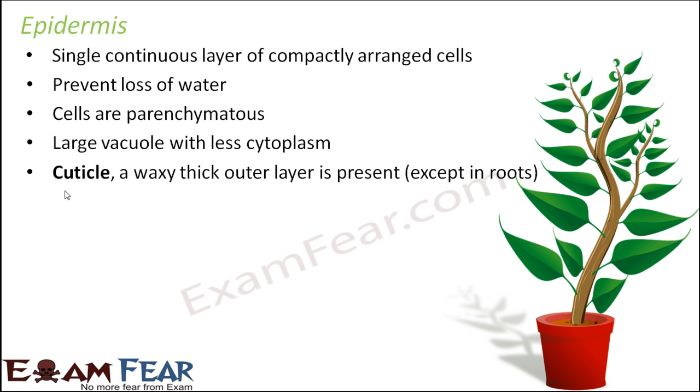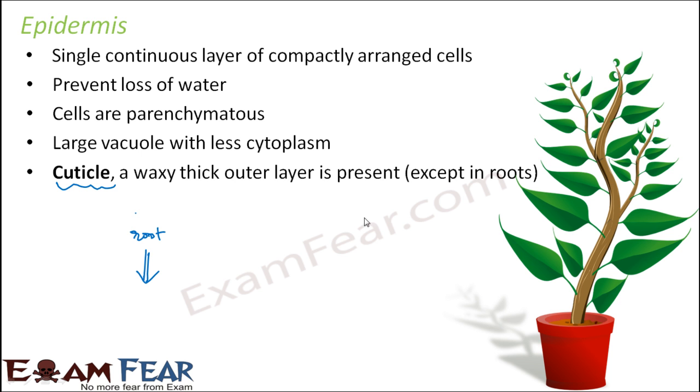Now, when we talk about epidermis, as I said, it forms the outer layer for root, stem, leaf, everything. When I talk about root, there is no cuticle. Now what is cuticle? Before that, let me tell you, cuticle is a waxy, thick outer layer which is present on epidermis. That means epidermis is one layer of parenchyma cells which are very compactly arranged.